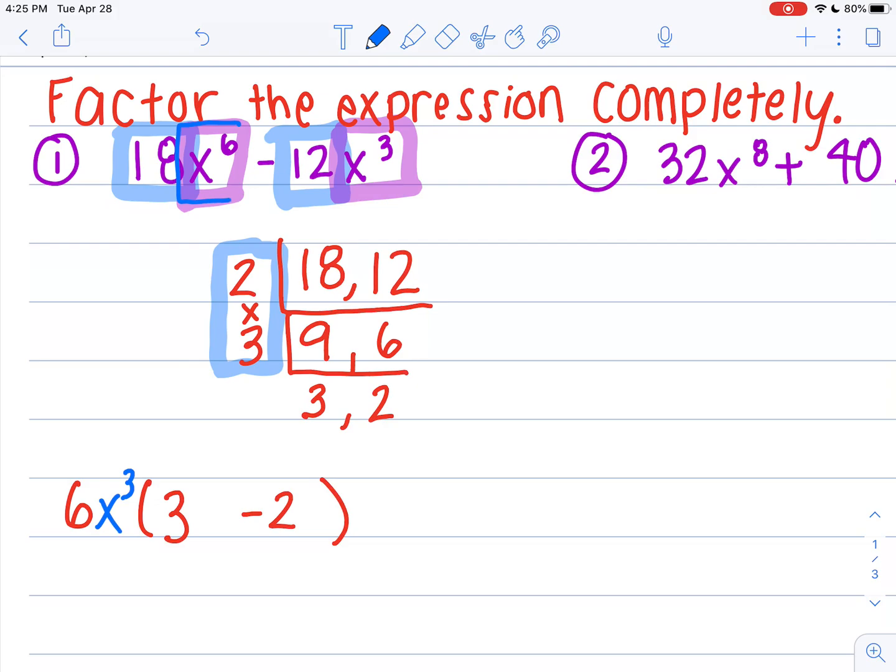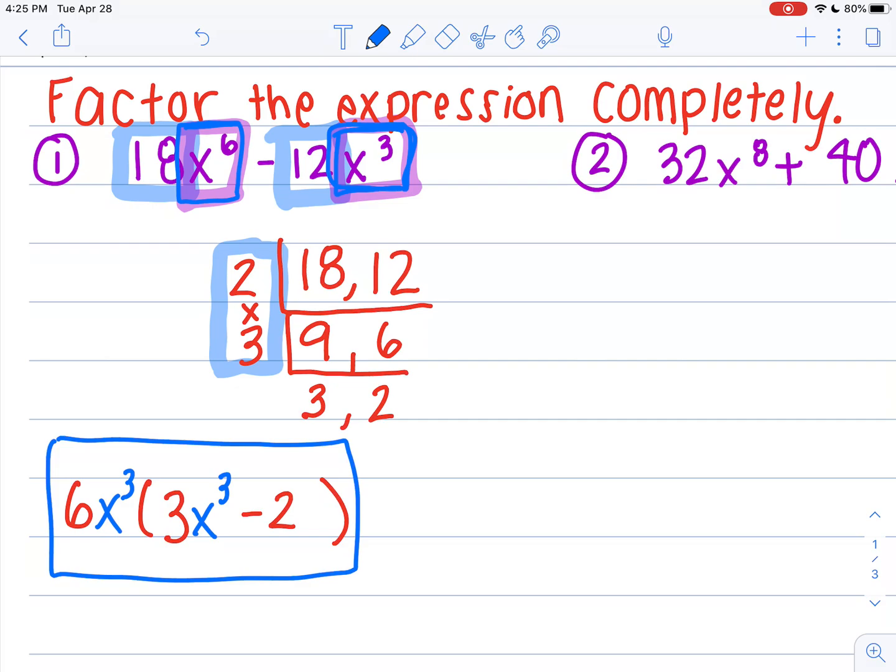Now, the reason is because you can take 3 out of 6, right? So what's 6 minus 3? 3. Now, if we have x to the 3rd here and we divide out x to the 3rd here, we don't have anything left. So it's just going to be minus 2. This is your final answer.